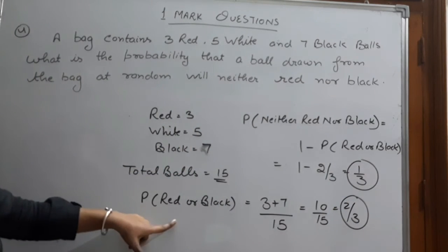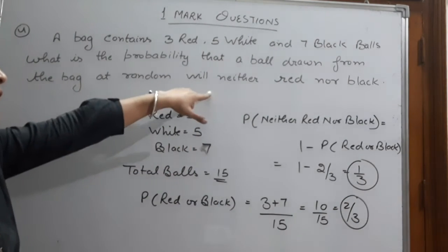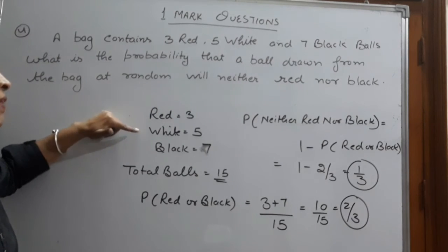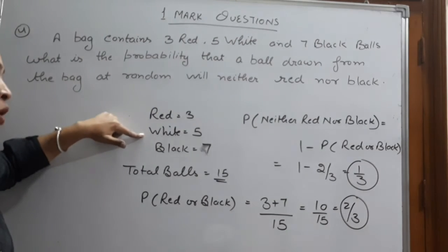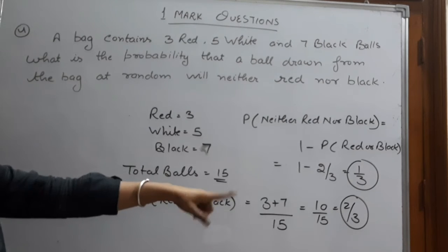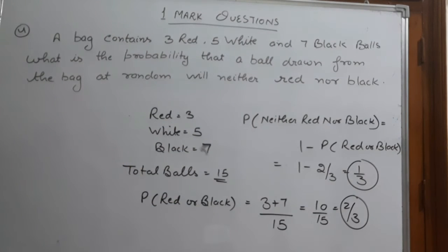You can also do this question by neither red nor black meaning we find the probability of getting a white ball. That will be 5 by 15, which is 1 by 3. You can get your answer in that way also.